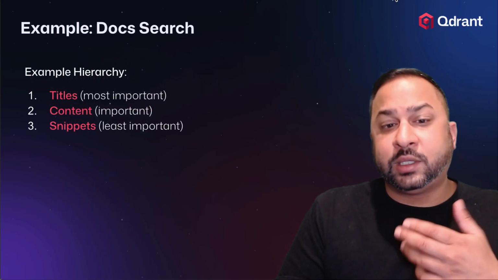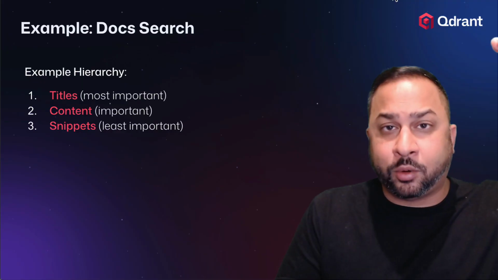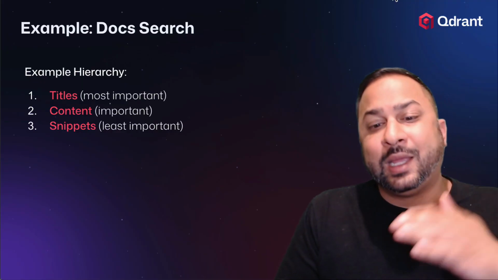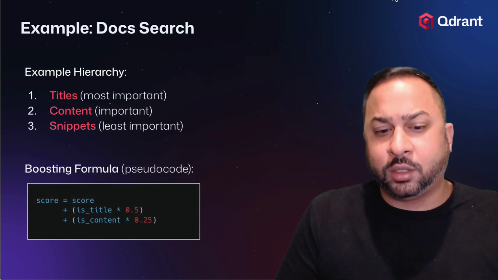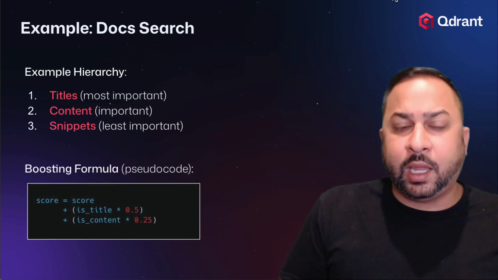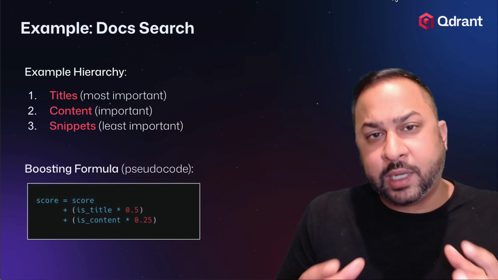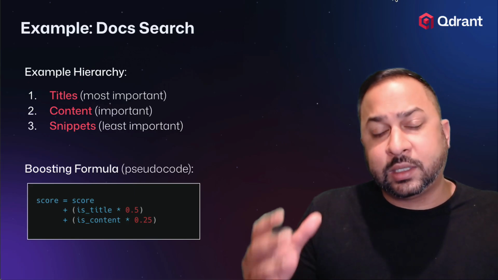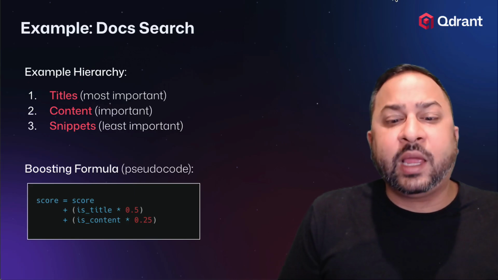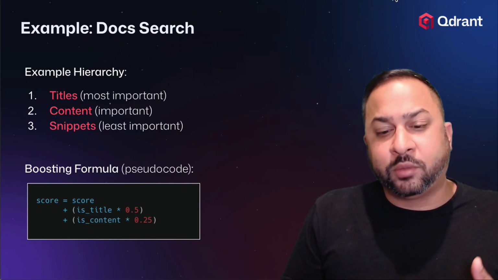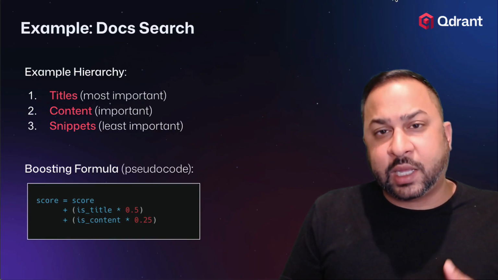So with our example with document search, where titles are the most important, then content is important, and snippets are the least important, this is a little bit of what the pseudocode looks like. You take your score, and then that is equal to the base score plus the title. If it's a title, then multiply by 0.5. If it's content, multiply by 0.25. So that's a little bit of what that looks like.